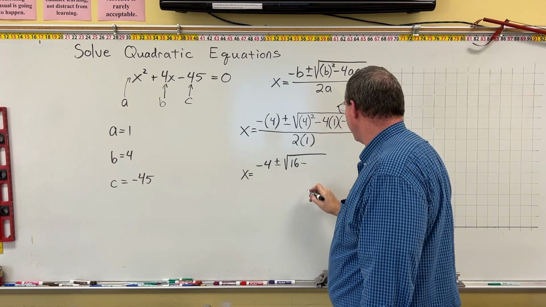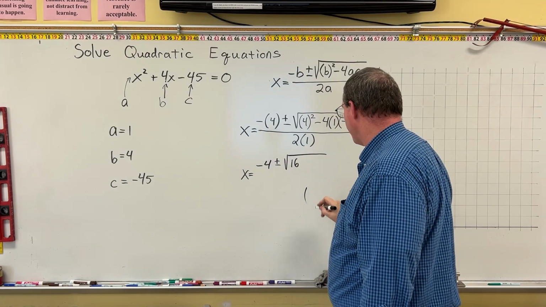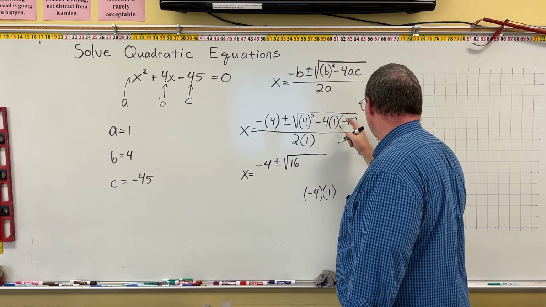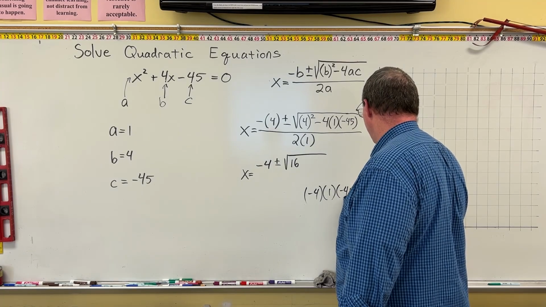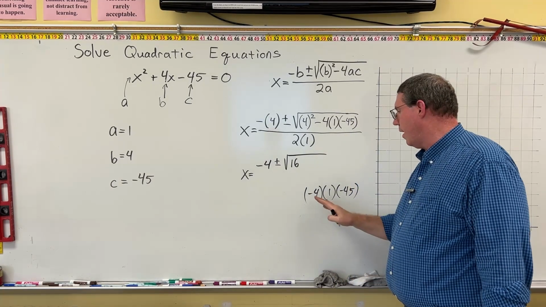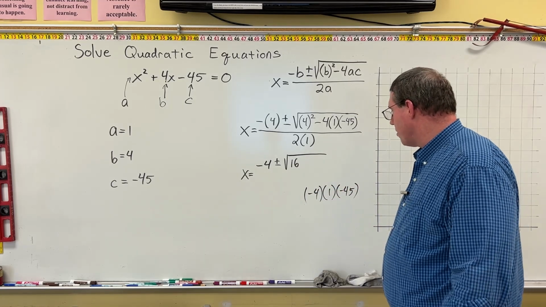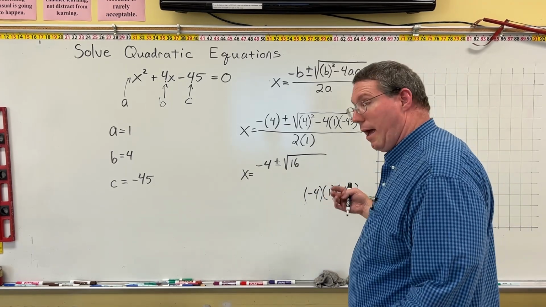So think of this as a negative 4. So let's get rid of this minus. So negative 4 times 1 times negative 45. And you may want to key this into a calculator. Negative 4 times 1 is negative 4. Negative 4 times negative 45 winds up being 180, but I can do that in my head.